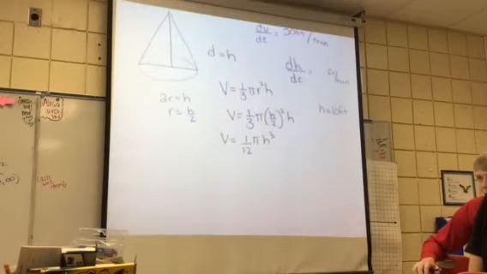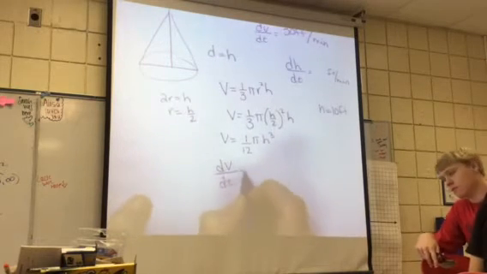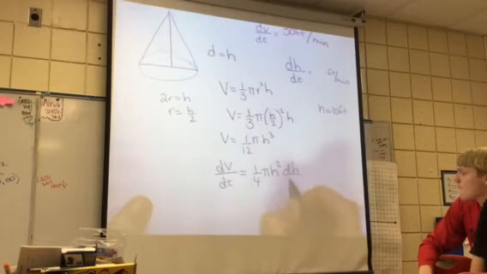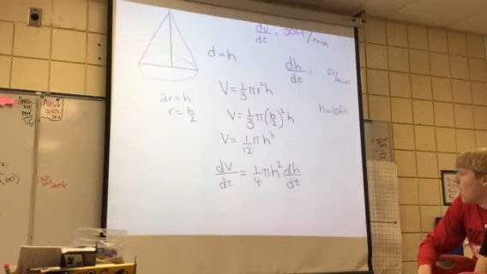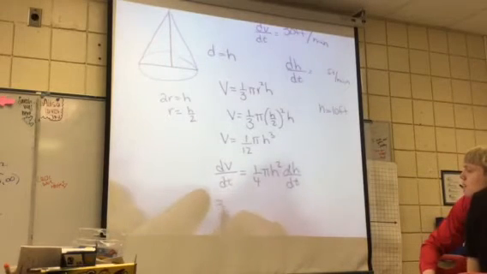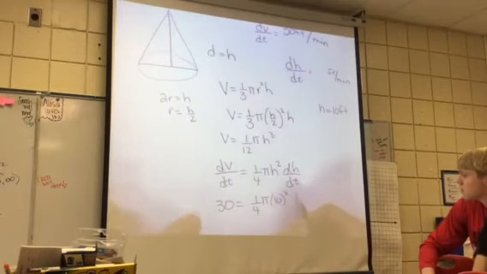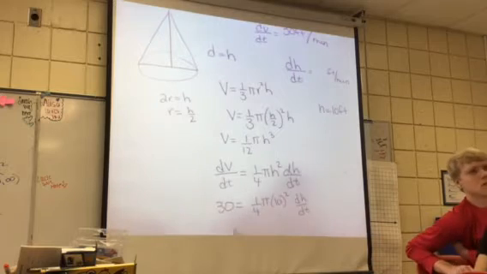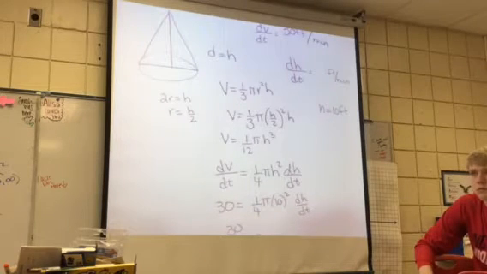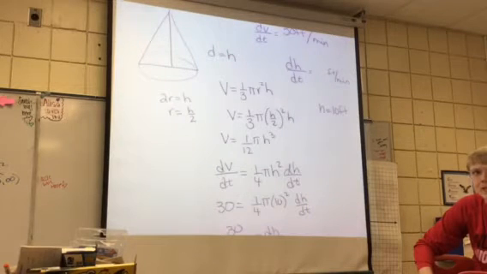Take the derivative, right. We want the differential equation since all of our information is describing rates. So dV/dt would be 1/4 pi h squared dH/dt. Now substitute in the values that you know and solve for dH/dt. Okay, so we have 30 equals 1/4 pi times 10 squared. Hopefully you're able to get 30 divided by 25 pi.